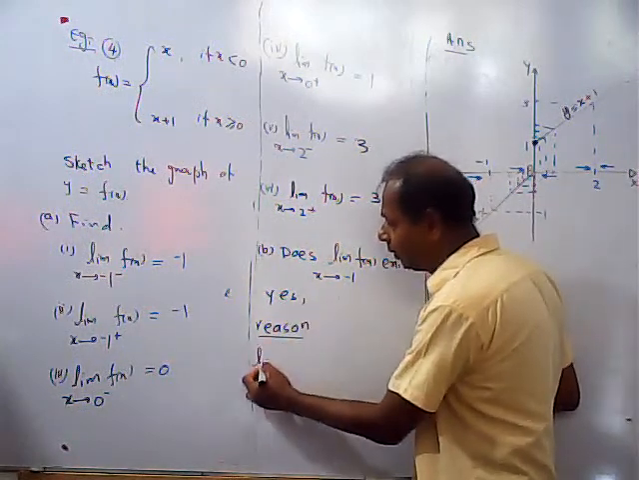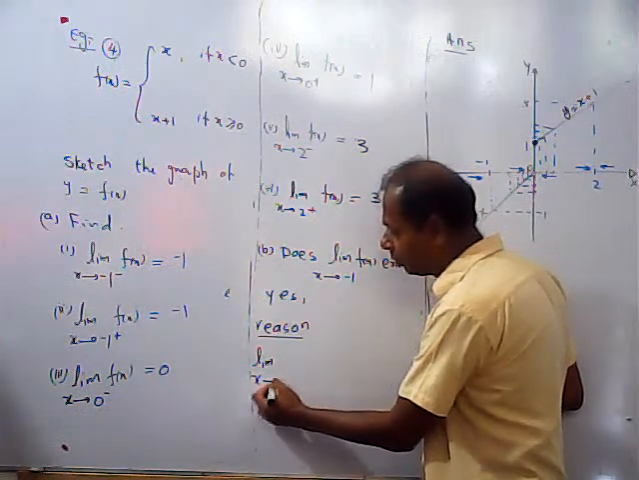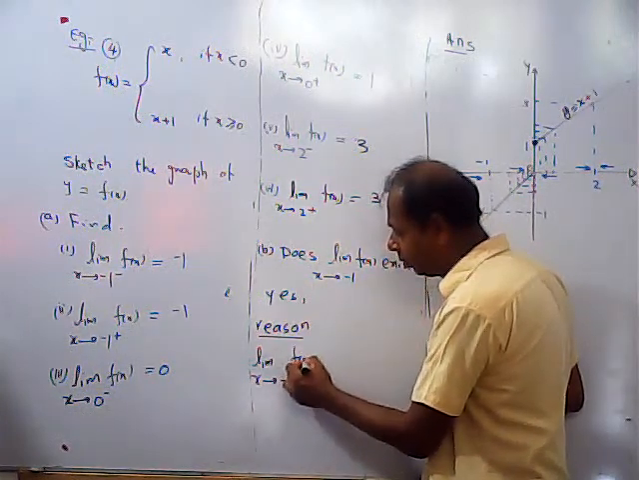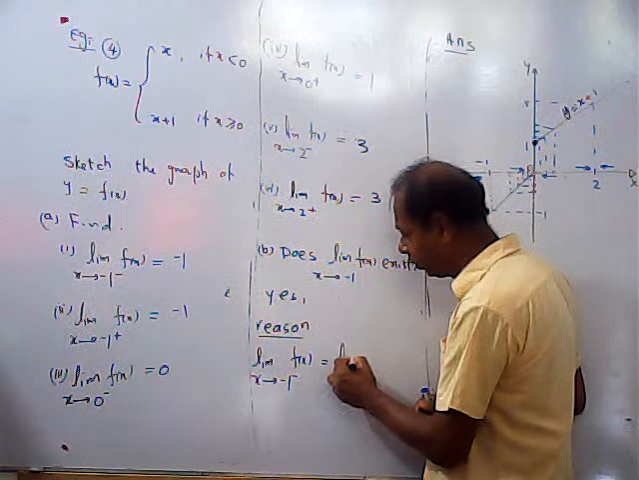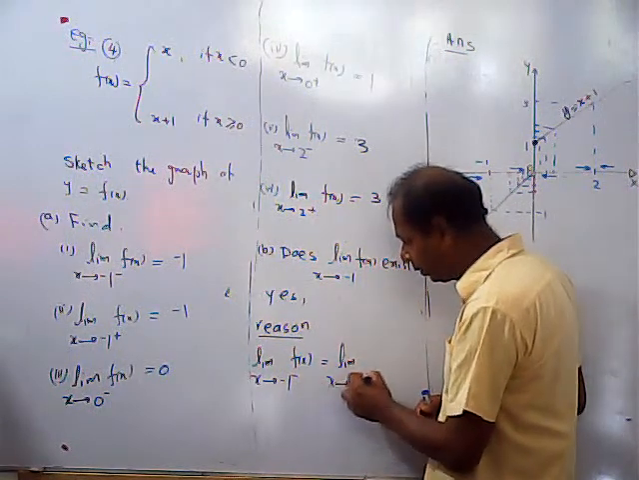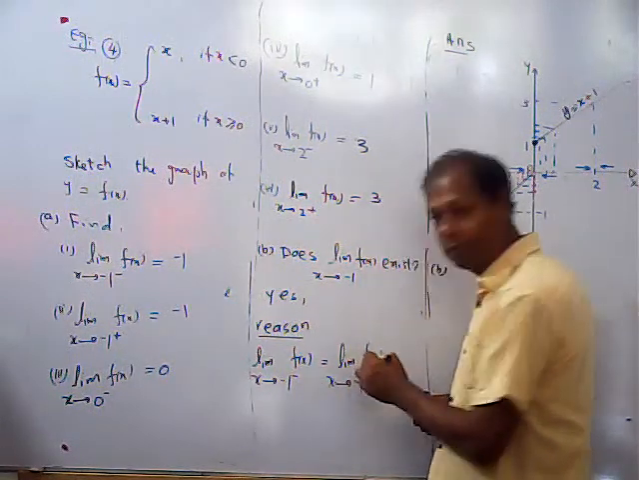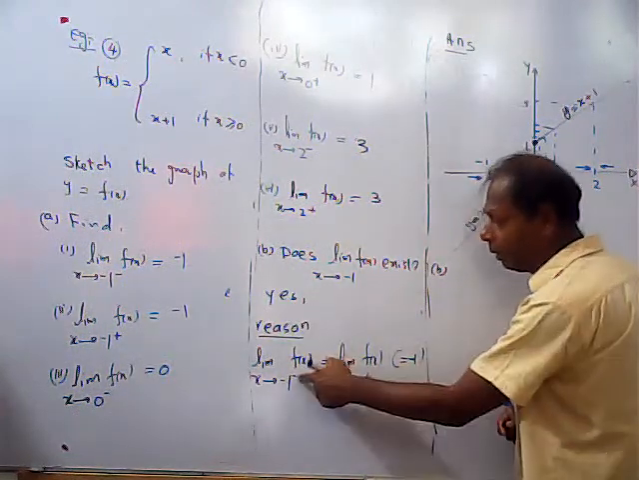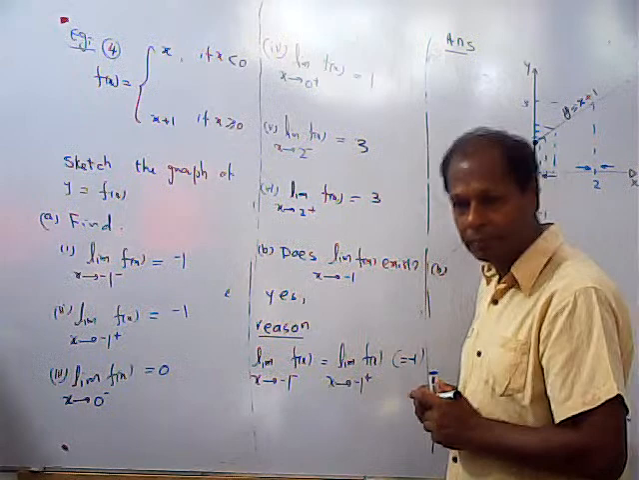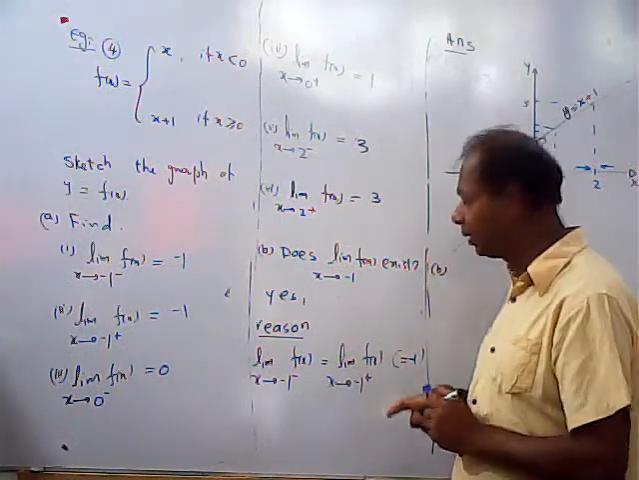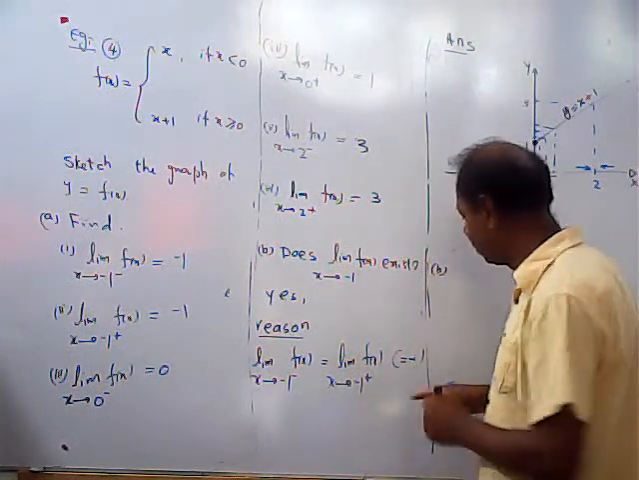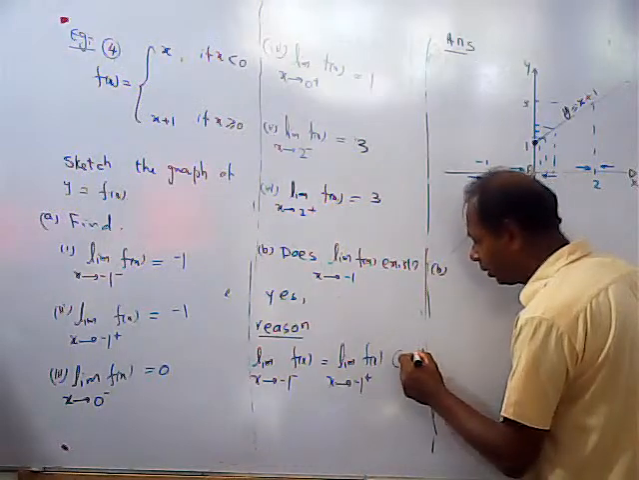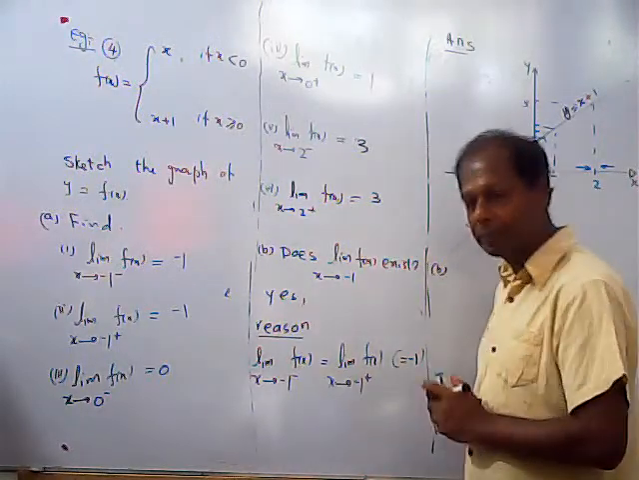Reason: the left limit at -1 is equal to the right limit at -1. Right? But further, it is equal to -1. So the limit exists at -1, and further the limit is equal to -1. The limit is also -1.